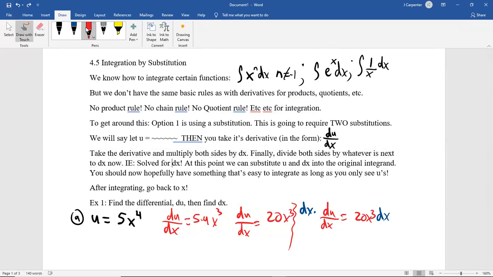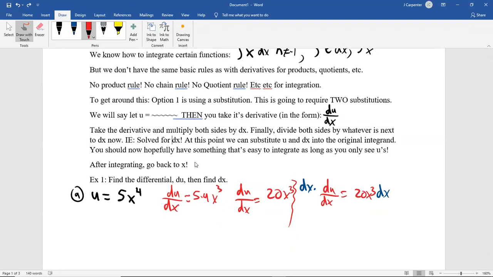So now what we have is the dx's cancel to get du is equal to 20x cubed dx. See, the d's don't cancel. The dx counts as something and the dx counts as something. Those will cancel that way, but it's not just a d canceling with a d. That's not what it is.